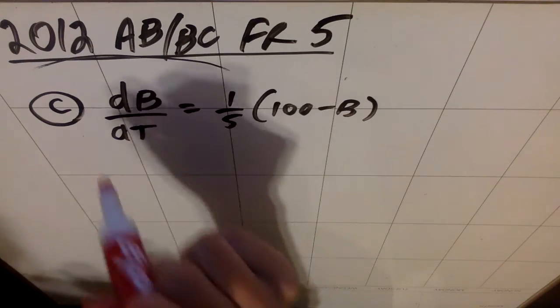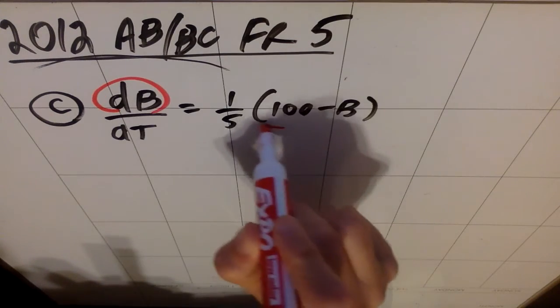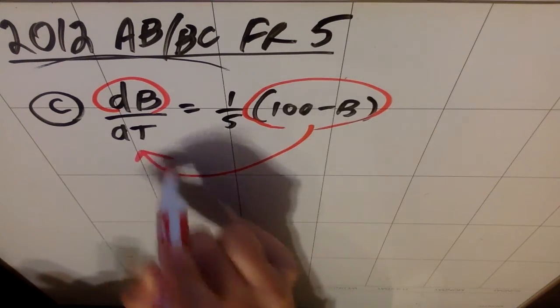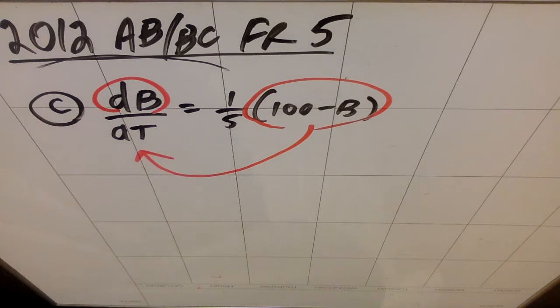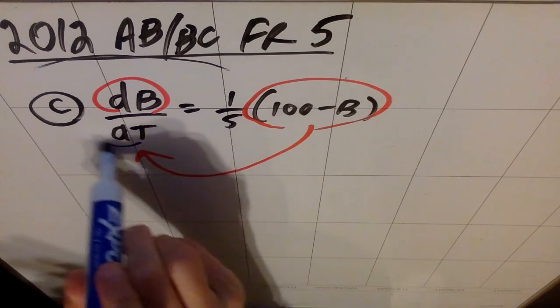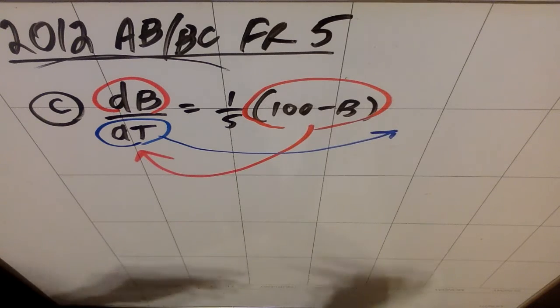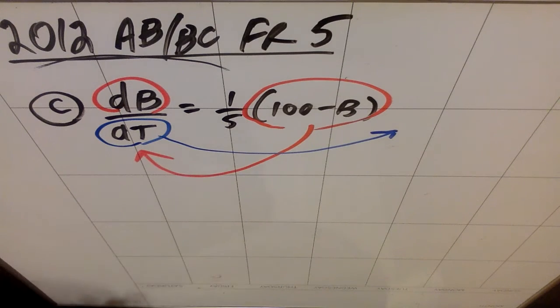So my db stays on top right here, and I'm going to take anybody with a b and divide that guy over, and my dt is going to switch to the other side. Now, what you choose to do with the 1/5 is up to you. I chose to keep the 1/5 with the t. You certainly don't have to.